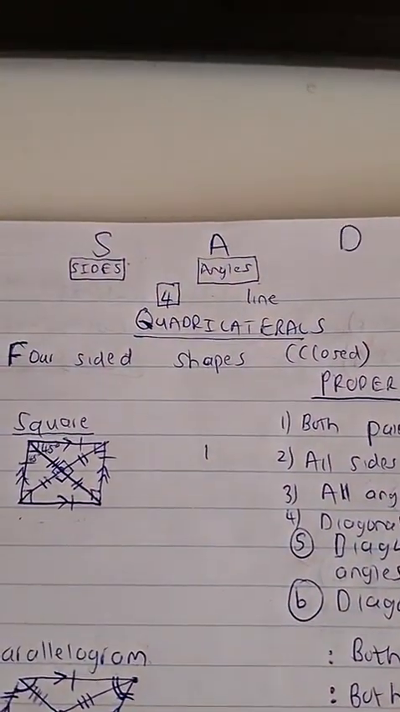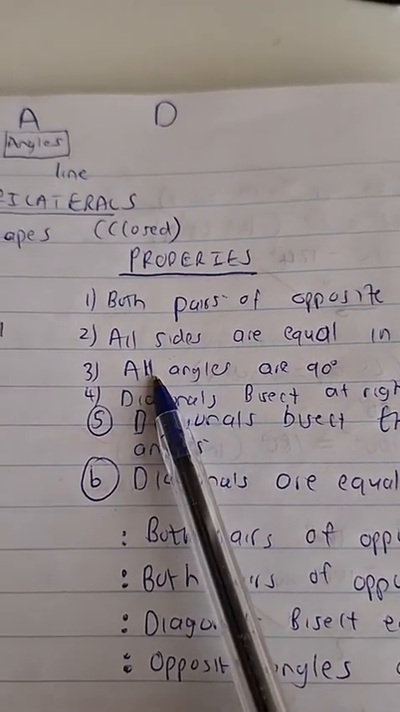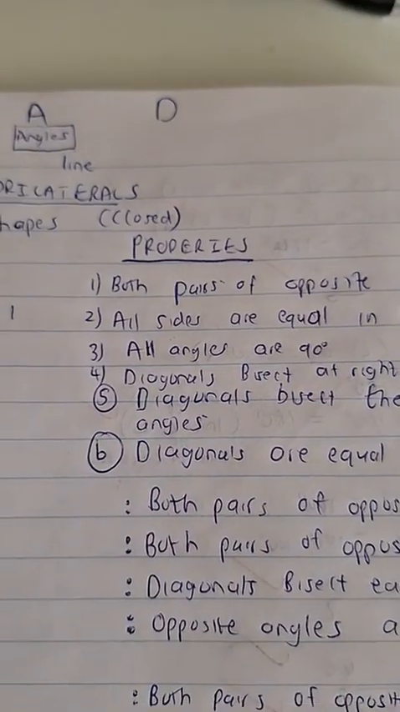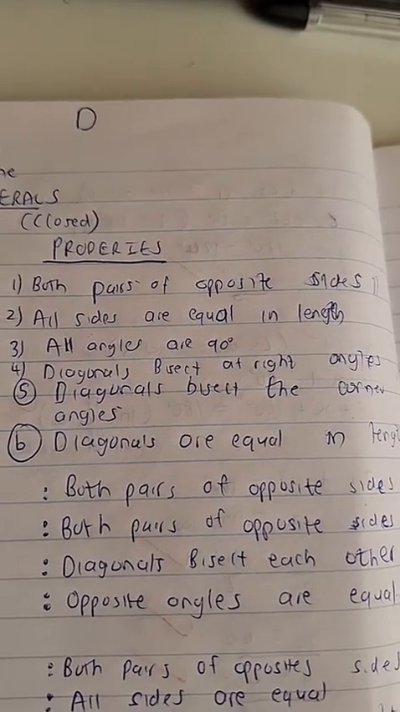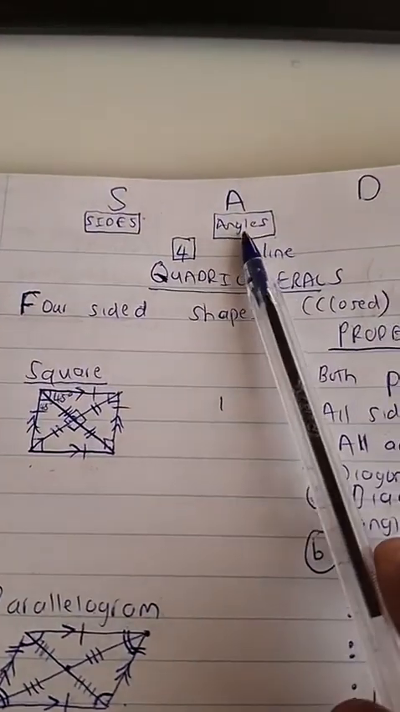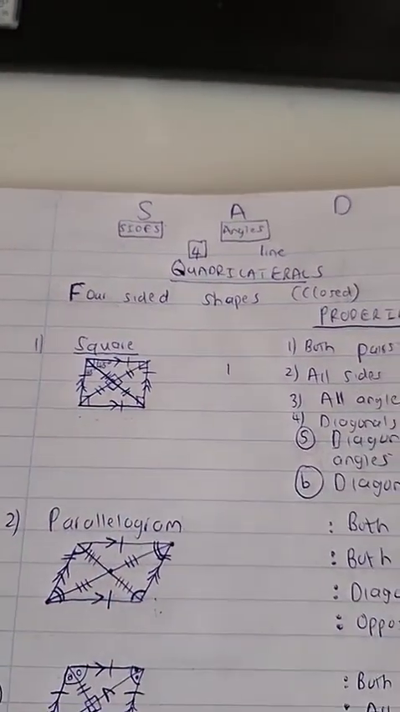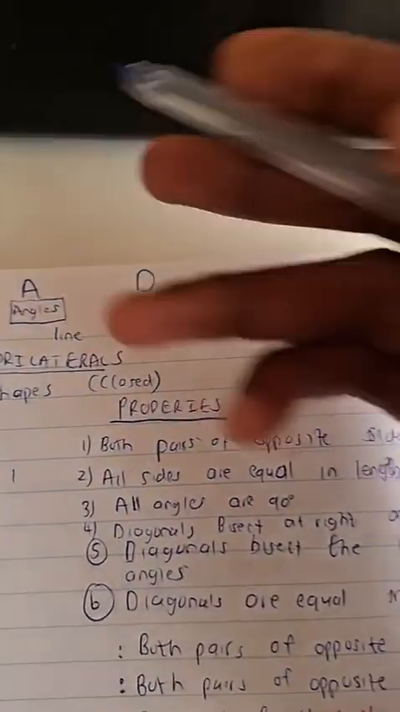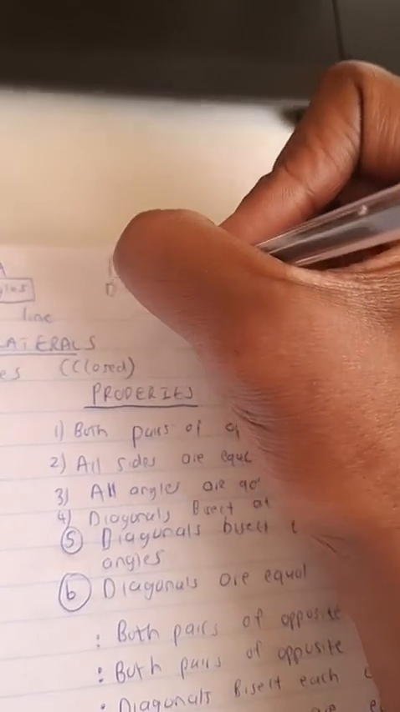Okay? Then A, what does A stand for? A stands for angles. What do we know about the square's angles? Right? Now here are the things that we know about the square's angles. We know that all angles are 90 degrees. Okay? That's what we know about the square and its individual angles. We also know something else. What do we know, D, about its diagonals?